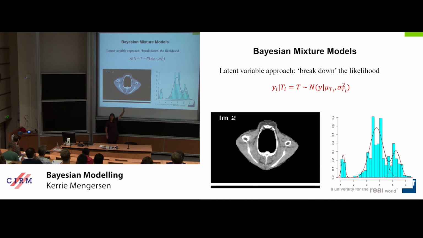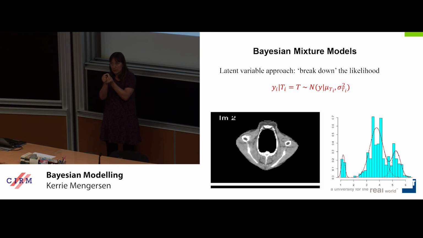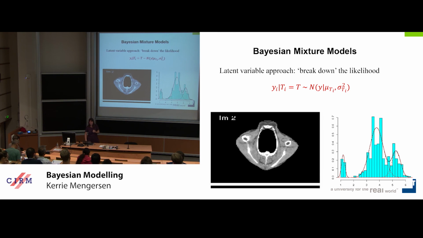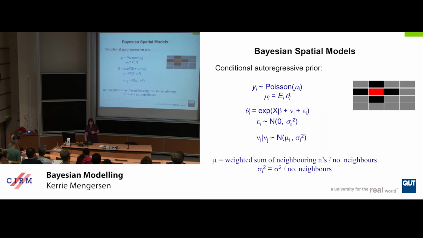I've got more information. So I'm going to use the information of the neighbors to set up a prior for the value of that pixel. And that's how I would use a spatial prior. All right, so we can have spatial priors as well.